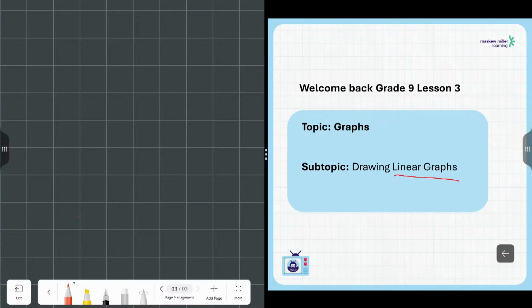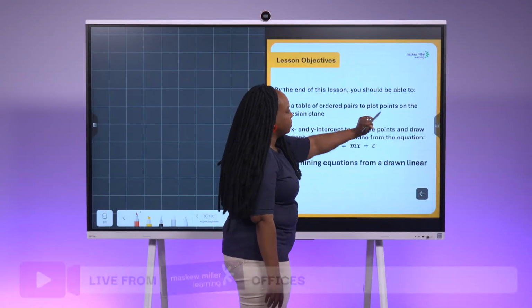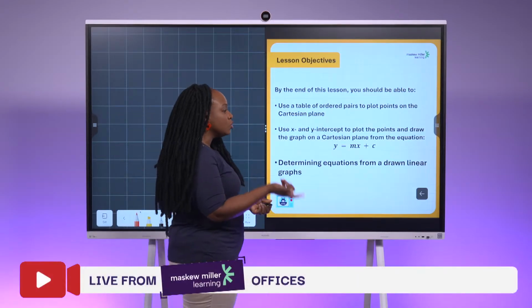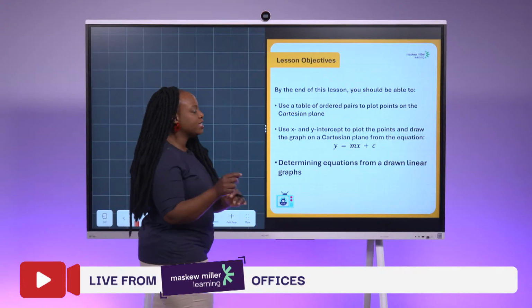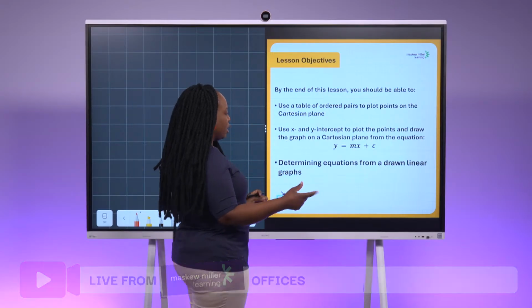Remember, when we deal with graphs, today we are only focusing on drawing them. We have been doing the interpretation of graphs, how to get the gradient, how to get the x and y intercept. Today we are going to draw the graphs with all this information that we have been learning. By the end of the session today, you need to know how to use your table of ordered pairs, draw those ordered pairs as points on the Cartesian plane, and then draw the graph.